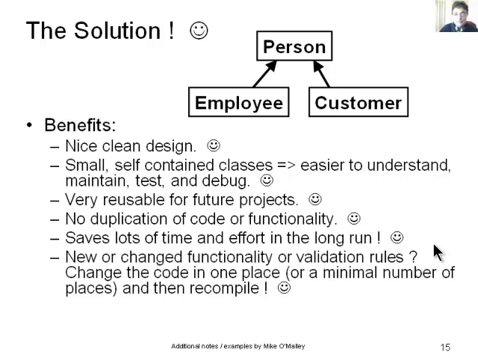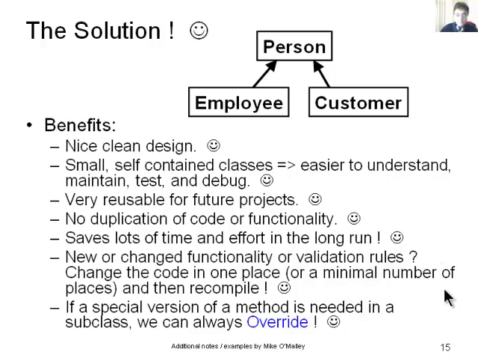Enormous amounts. If we've got new or changed functionality or validation rules, we just change the code in one place or a minimal number of places, and then recompile, test, and we're done. If a special version of a method is needed in a subclass, we can always use our good old friend override that we've looked at in previous weeks. So lots of very important benefits there.